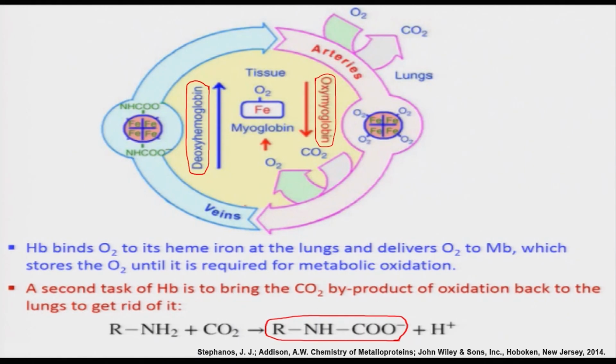And then again this deoxyhemoglobin is doing another job. It brings back the carbon dioxide, which is the byproduct of oxidation, back to the lungs to get rid of it. So, actually hemoglobin does both things together. We now try to understand what the protein chains are doing if you take hemoglobin and myoglobin. What is exactly happening?